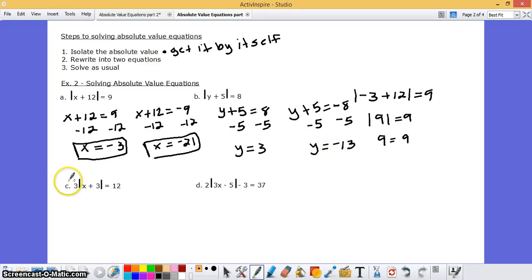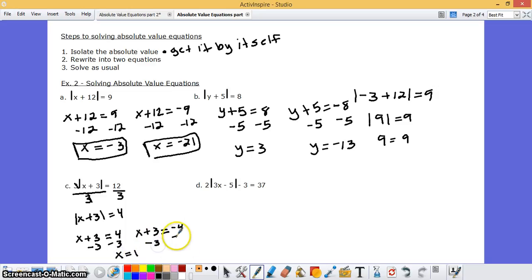All right, if we look at C, we now have this 3 hanging out. So this is 3 times the absolute value of x plus 3 equals 12. Before I can split, I have to get rid of that 3 that's in the front. So I want to divide by 3 on both sides. That means that I have the absolute value of x plus 3 equals 4. So now x plus 3 equals 4. And x plus 3 equals negative 4. Solve as usual, subtract 3, x equals 1. Subtract 3 here, x equals negative 7.